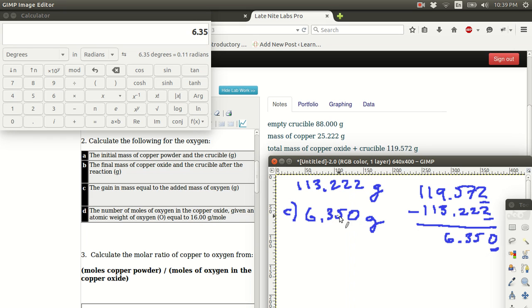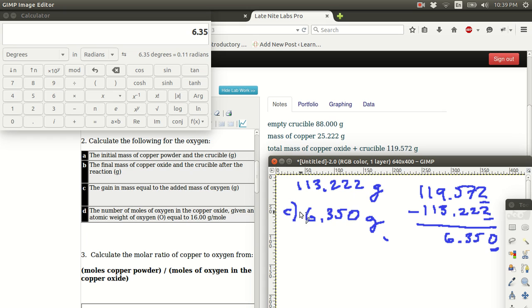It would not be 6.35. In chemistry, 6.35 means a different thing than 6.350. 6.35 would mean that you're not sure if it's 6.345 or 6.346 or 6.351 or 6.354. It could be any of those, anything in between. However, 6.350 means that you are sure it is 6.35, and then it may be 6.3504, it may be 6.3503, it may be 6.3502. It's that sort of thing.